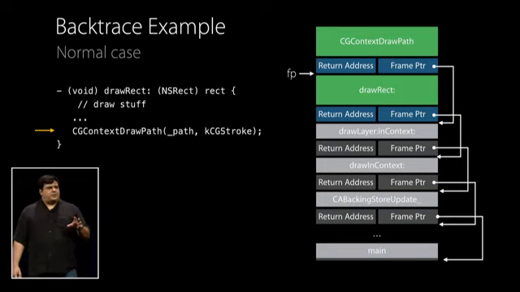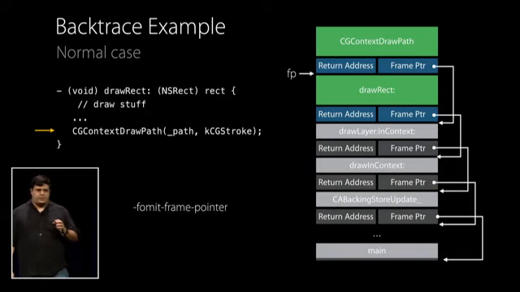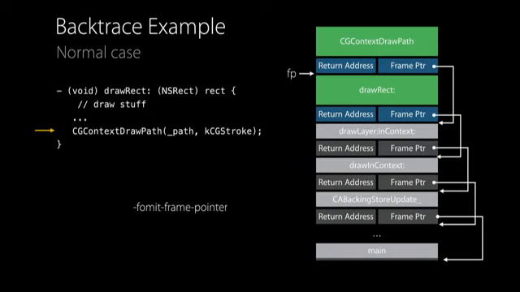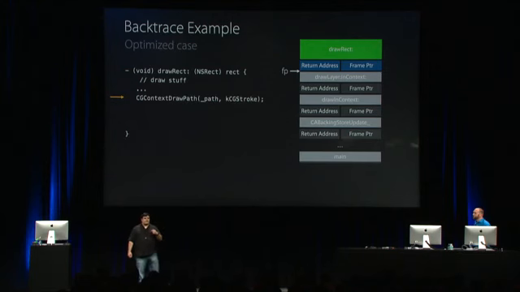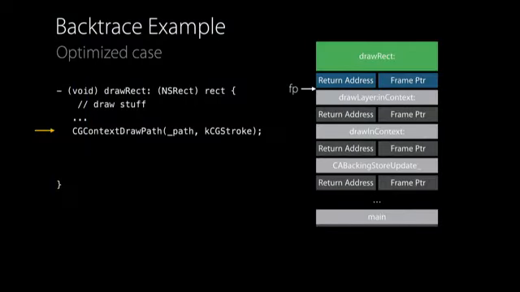Now, I want to point out here that the frame pointers on the stack are absolutely required. So if you're compiling your code with -fomit-frame-pointer, you're going to have to turn that off if you want to try to do the kind of time profiling that we're doing. Now, let's look at the optimized cases. This is where drawRect has been compiled with compiler optimizations enabled. Same situation, we have a drawRect frame. We're about ready to call into drawPath. But you'll notice that once drawPath returns, drawRect is finished.